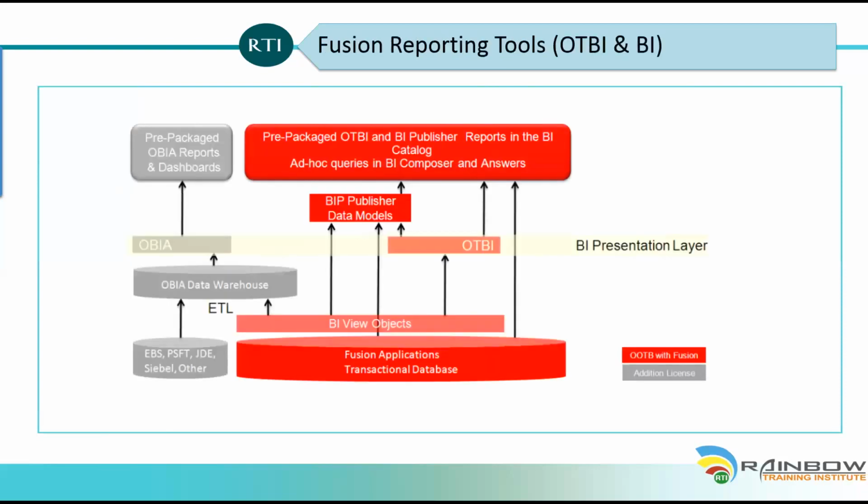Coming to the reporting tools, I already spoke about this in the last session. As I said, Fusion offers two kinds of reporting tools: OTBI, BI Publisher, and HCM extracts. But HCM extract is completely part of the Fusion application. It's not part of OBIEE, Oracle Business Intelligence Enterprise Edition. So that's why HCM extract is not mentioned here. OTBI and BI Publisher are mentioned here.